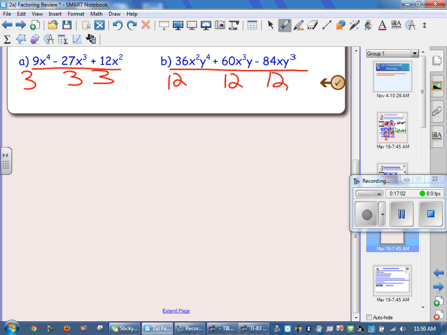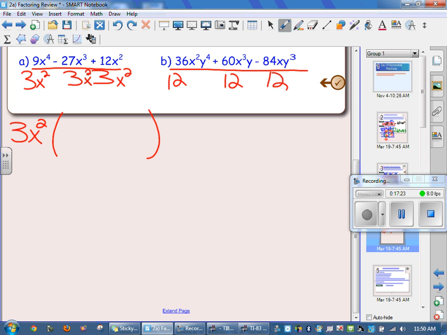So on the left-hand side, all 3 of x is perfect. What is the smallest number? 2. Good. So we're going to divide by 3x squared on the first one. All 3 of them divide by 3x squared. So 3x squared is going to go on the outside of our bracket. The answer to dividing them is going to go on the inside.